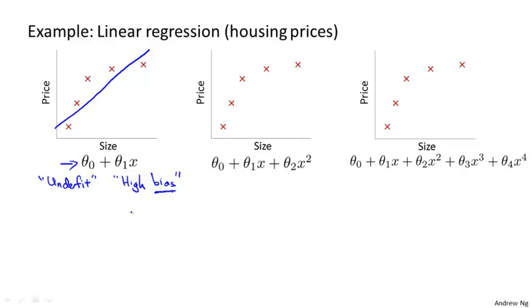The term bias is kind of a historical or technical one, but the idea is that if we're fitting a straight line to the data, then it's as if the algorithm has a very strong preconception, or a very strong bias, that housing prices are going to vary linearly with their size. And despite the evidence to the contrary, its preconception, or bias, still causes it to fit a straight line, and this ends up being a poor fit to the data.